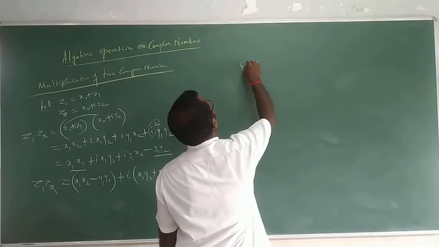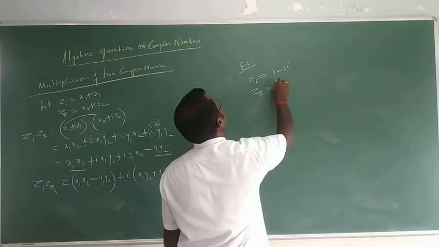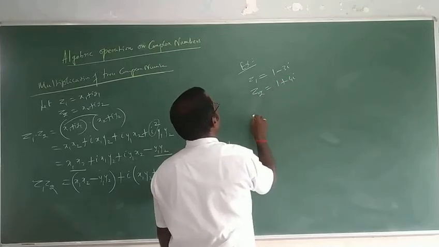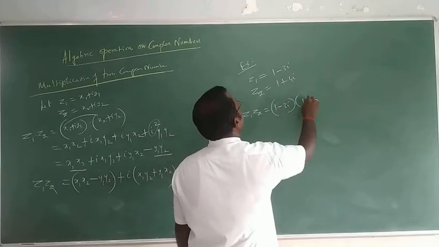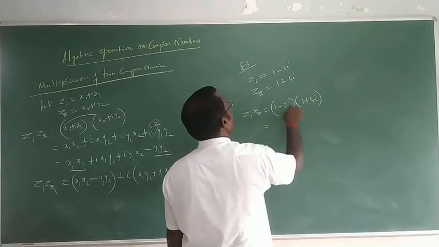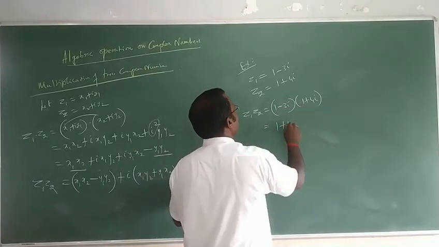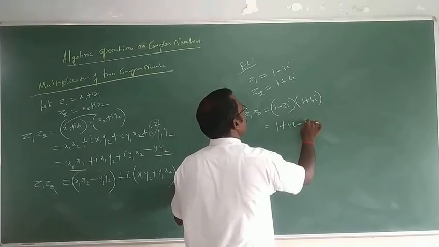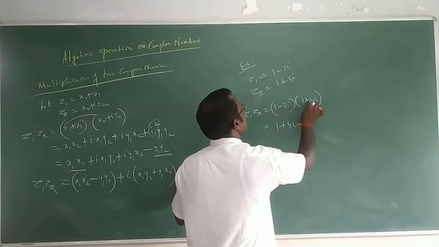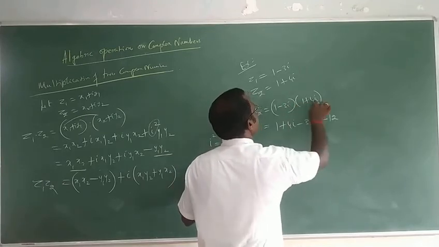So that is the example. Z1 equal to 1 minus 3i, Z2 equal to 1 plus 4i. So Z1 Z2 equals 1 minus 3i into 1 plus 4i. 1 into 1 is 1. 1 into 4i is 4i. Next, minus 3i multiplied with these two numbers: minus 3i into 1 is minus 3i. Next, minus into plus is minus, 3i into 4i, 3 into 4 is 12, i into i is i square.